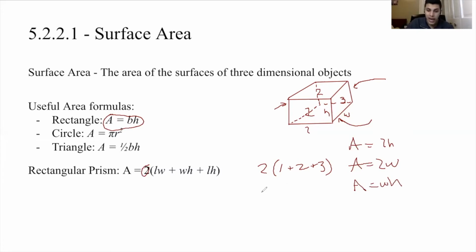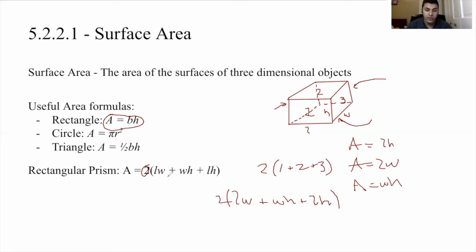So now say we add them together. I'll add this area here, length times width, plus this area here, which is width times height, and then this area here, which is length times height. That's the area of these three faces. And then if I multiply them by 2 to account for the faces on the back, that's our total surface area of the rectangular prism.